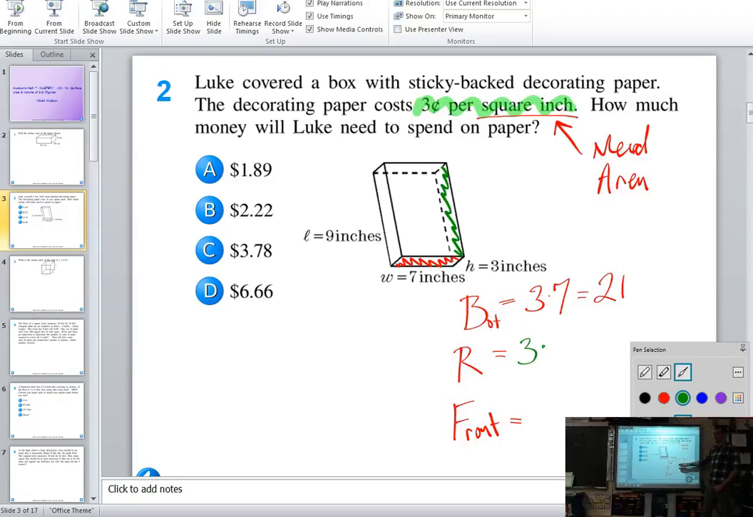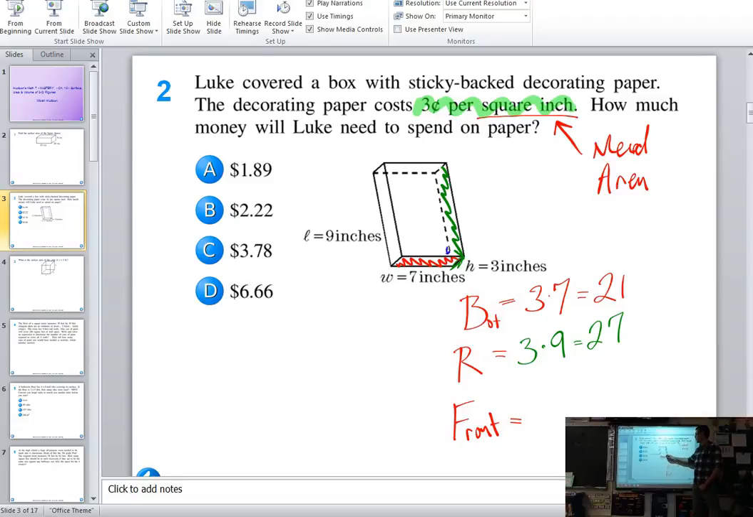Ooh, the 3 and... You're right, this is 3. Yeah, this would be 9. So that's 27. And then my back and my front will share the same dimensions. So I look at this face now on the back, which would be the same as the front.